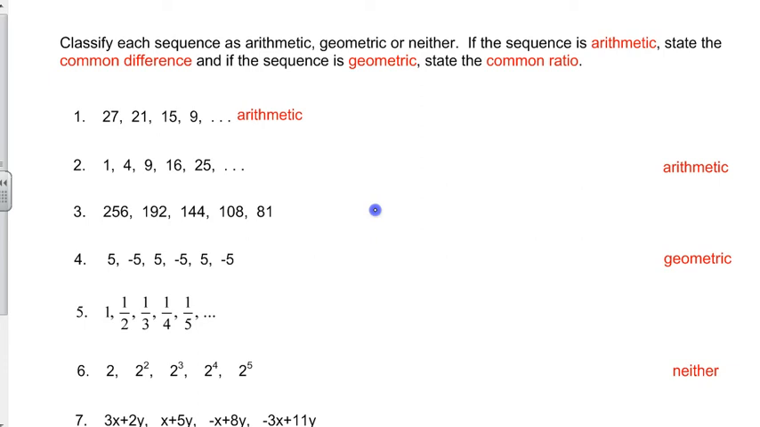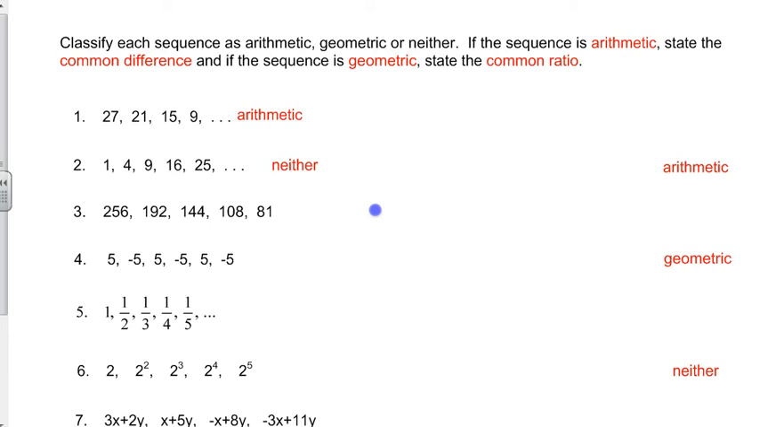1, 4, 9, 16, 25. So here's the easy way to figure it out. If it's arithmetic, you're going to add 3, which makes the next term 7, and it isn't. If it's geometric, then you're multiplying by 4, which it isn't. So it's neither arithmetic nor geometric. You can also do it by going 4 minus 1 is 3, 9 minus 4 is 5. They're not the same. 4 divided by 1 is 4, 9 divided by 4 isn't 4. They're not the same, so it's neither arithmetic nor geometric.